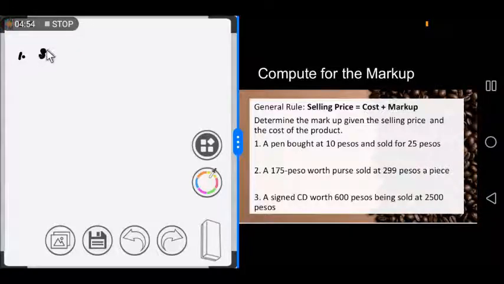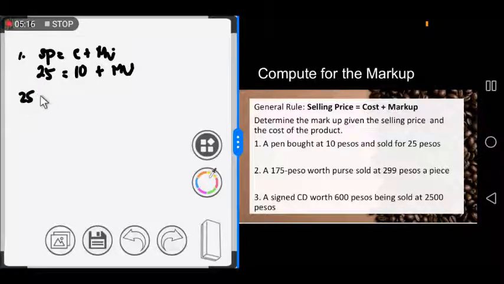So, selling price equals cost plus markup. Okay? So, ang selling price daw po is 25 pesos and the cost is 10 pesos plus an unknown markup. Okay? So, for us to compute for the markup, just subtract, okay, 25 minus 10. Therefore, the markup will be equal to 15. Okay? Ayan. So, this will be the markup.